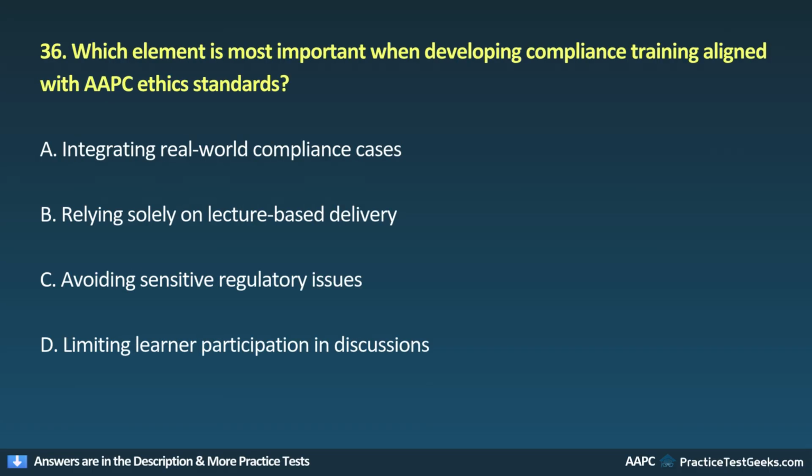36. Which element is most important when developing compliance training aligned with AAPC ethics standards? A. Integrating real-world compliance cases. B. Relying solely on lecture-based delivery. C. Avoiding sensitive regulatory issues. D. Limiting learner participation in discussions.